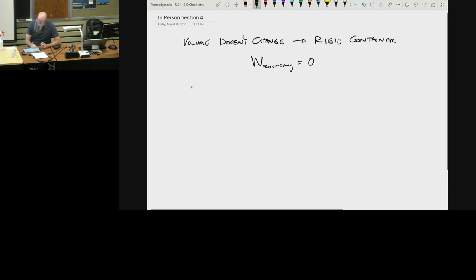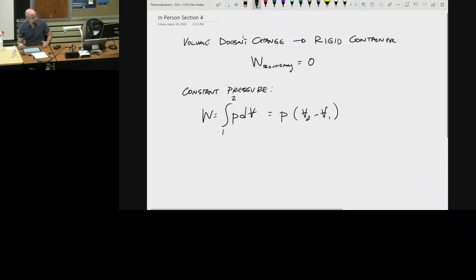The other type of work we can talk about is constant pressure work. We know that work is equal to the integral of P dV from state 1 to state 2. That is always correct. We can take pressure, if it's constant, out of the integral, and we get pressure times V2 minus V1. Now, sometimes in some problems, we're not given pressure and volume, we're given specific volume. And so we would write this as mass times pressure times specific volume 2 minus specific volume 1.